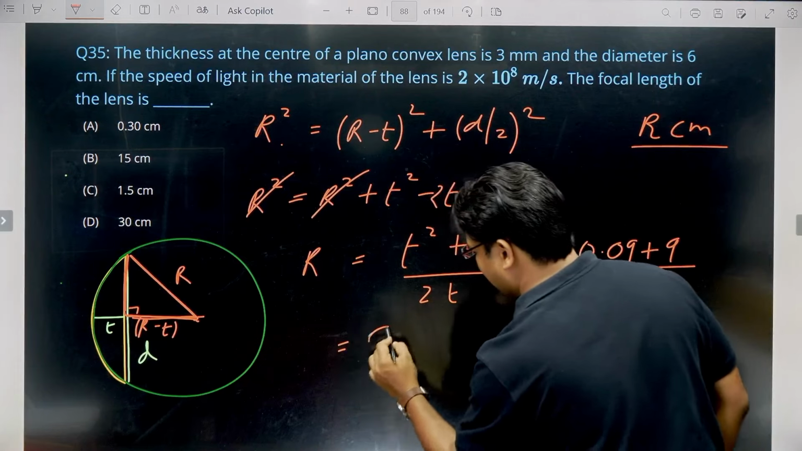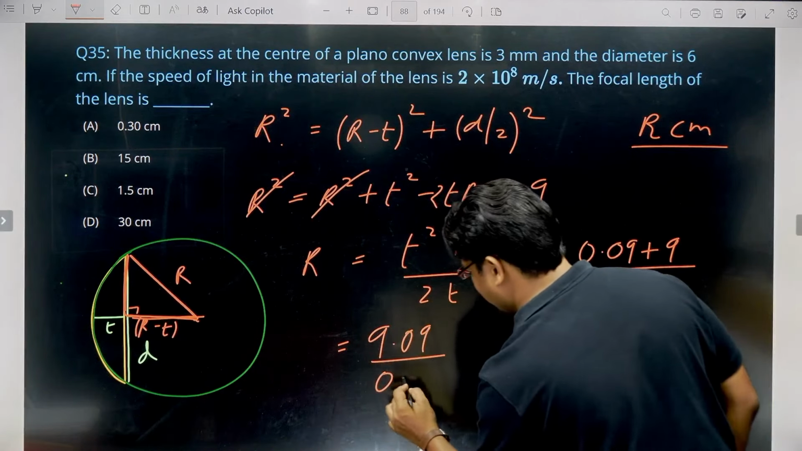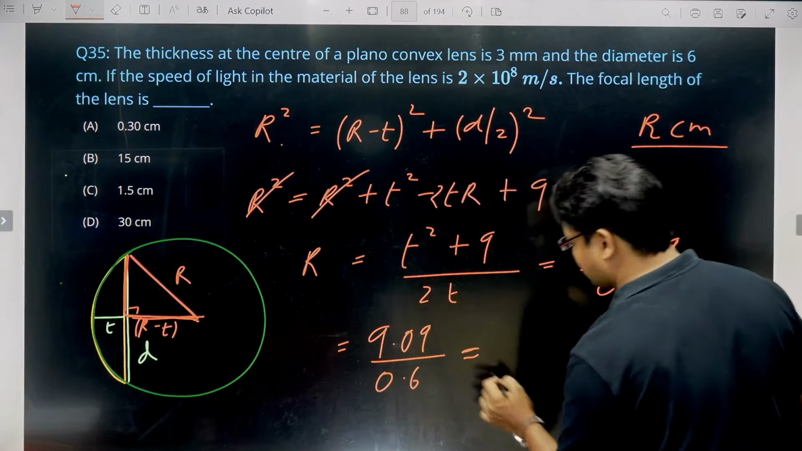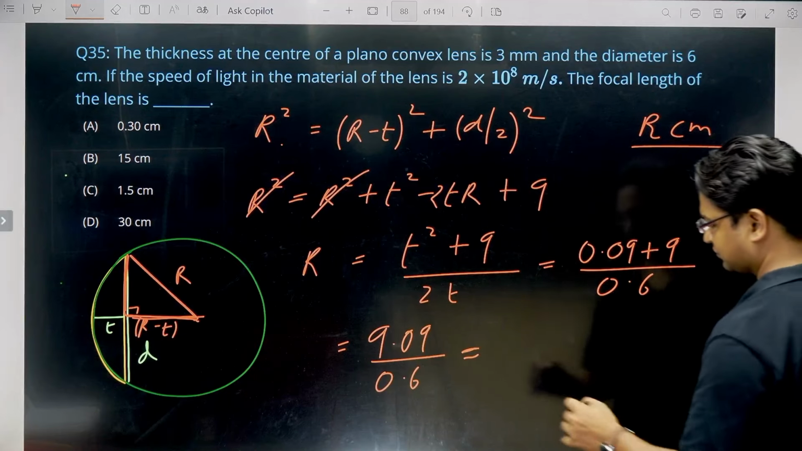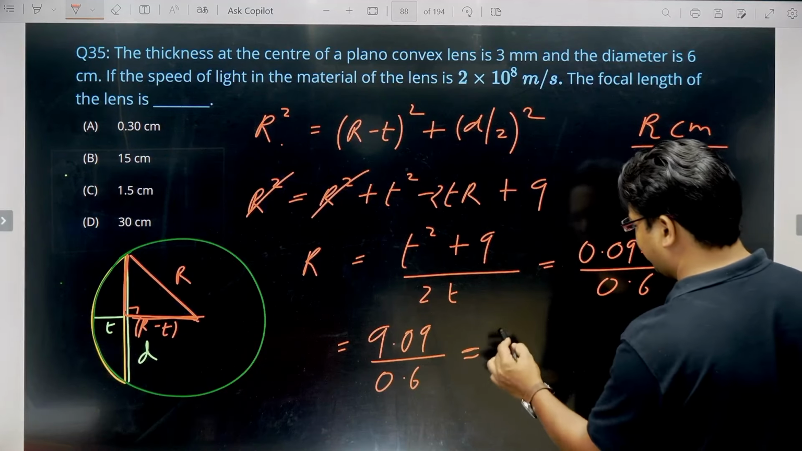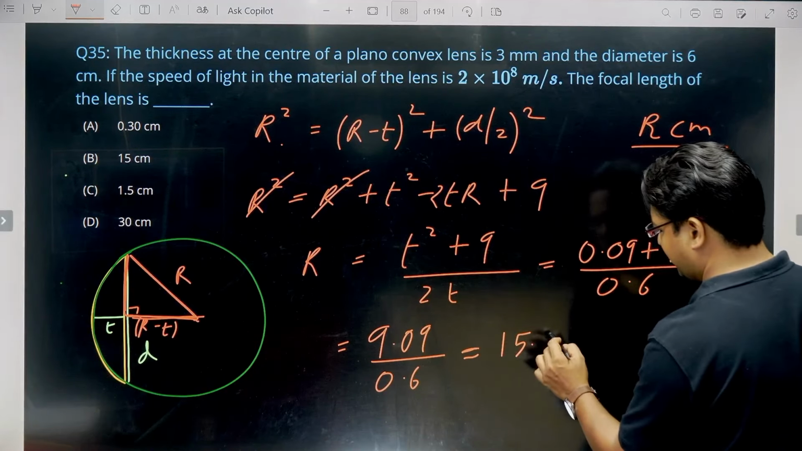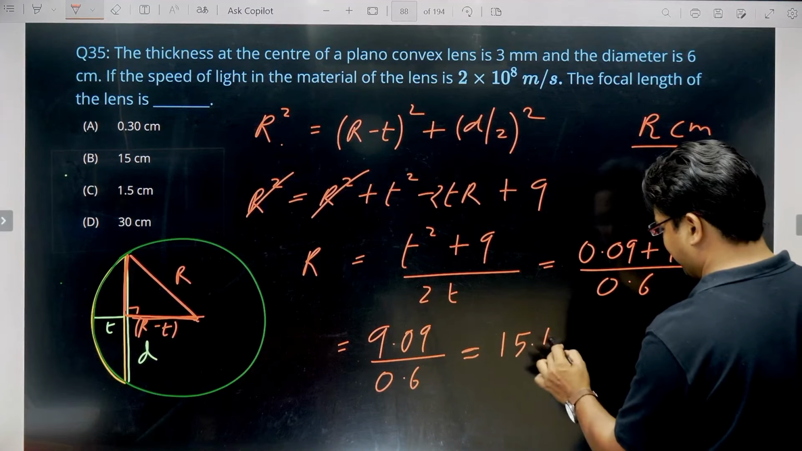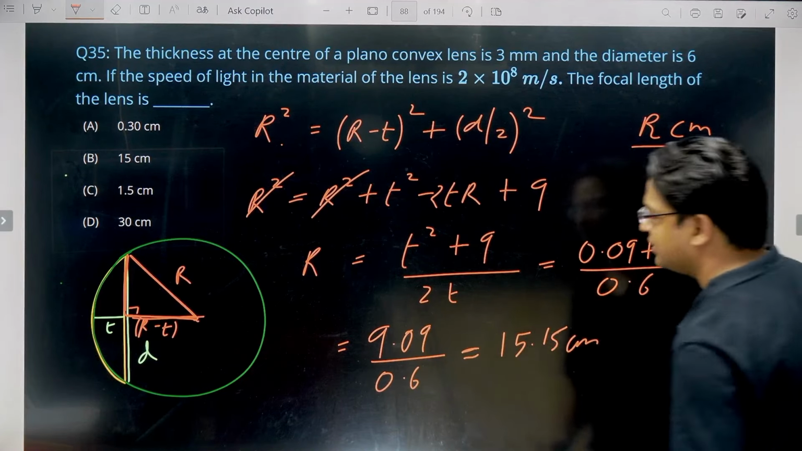So it ultimately becomes how much? It becomes 9.09 divided by 0.6, which can be approximated as how much? 90 by 6, around 15. It should be 15.15, something like this. So that is the radius. Now you have the radius.